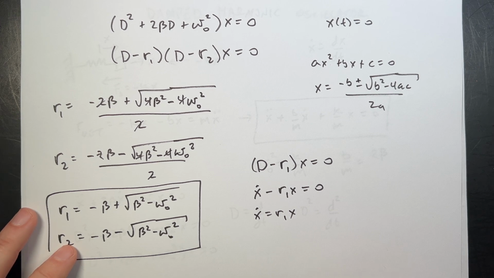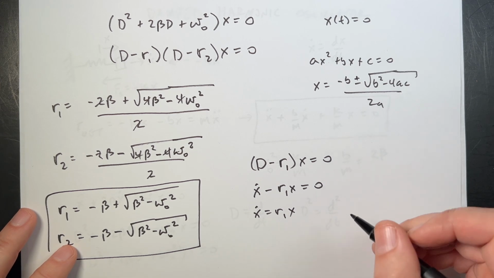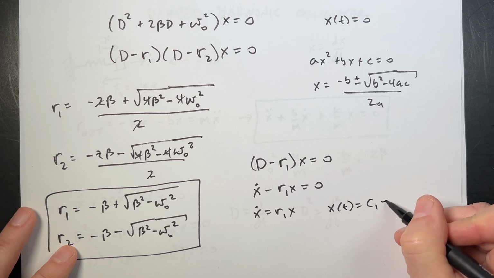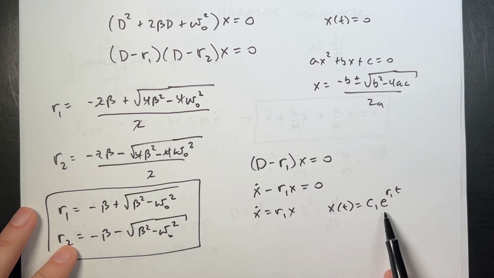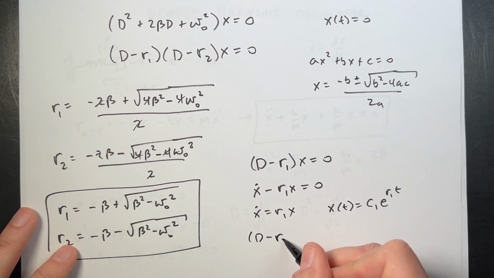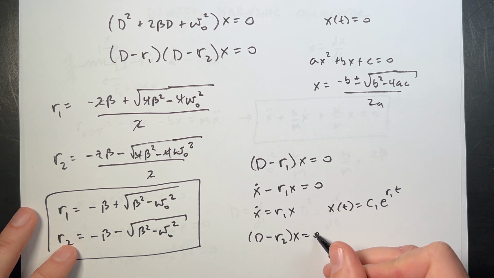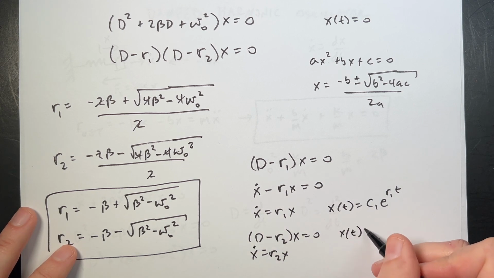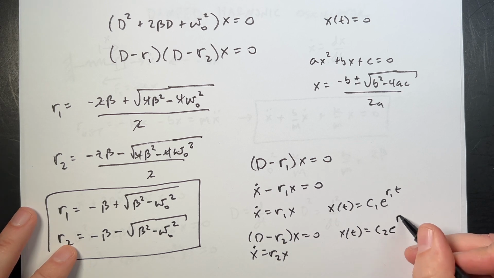Well, that's not too hard, right? This says, what do I take the derivative of, and I get a constant times that function x. Well, if you took differential equations, you know that that answer is an exponential. So I can say x as a function of t is equal to some constant c1 e to the r1t. If I take the derivative of that, I get an r1 out front with the original function, so it satisfies that. And then I can do the same thing for (D minus r2) x equals 0. And that gives me, doing the same thing, x dot equals r2x. So I get x as a function of t is another constant c2 e to the r2t.